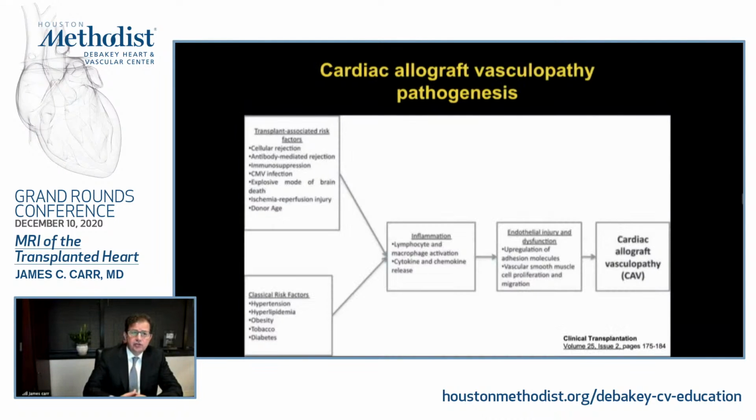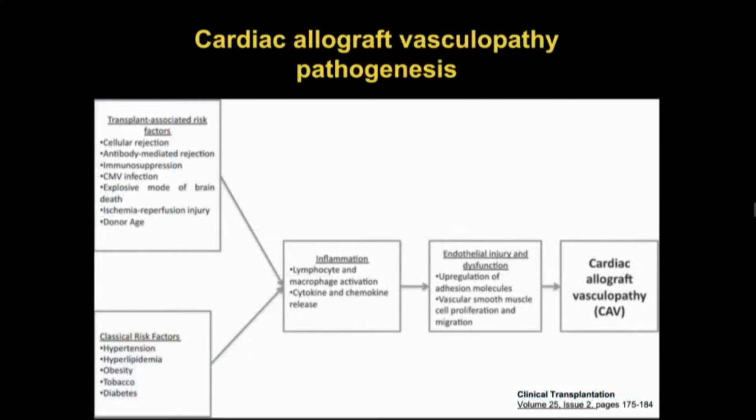Just a little bit about the pathogenesis of this. So there are the transplant-associated risk factors for CAV. These also include repeated rejection episodes, but also other features as noted here, such as immunosuppression, ischemia, donor age, etc. The classical risk factors also play a role here for cardiovascular disease, as outlined below. And the process is really inflammation, both lymphocytic and macrophage activation, which results in endothelial dysfunction and ultimately this vasculopathy and damage to the left ventricular myocardium.